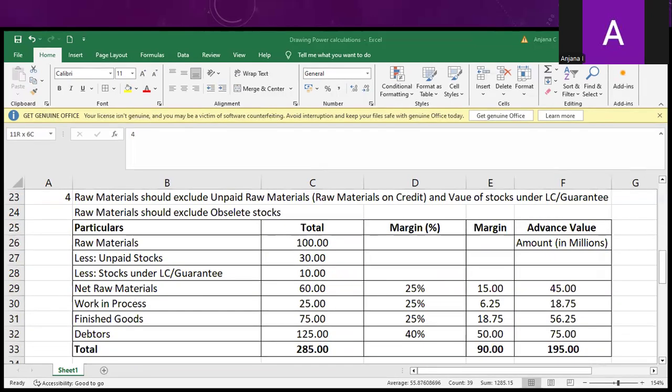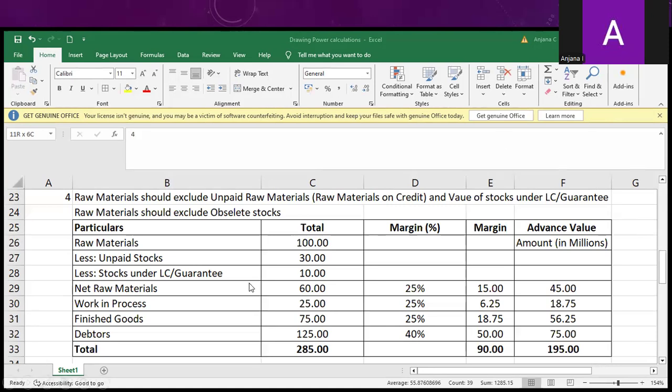A few things need to be excluded. Raw materials will exclude the unpaid raw materials, that is, raw materials on credit, and the value of stock under LC or guarantee. Value should also exclude obsolete stocks. Obsolete are slow moving stocks.